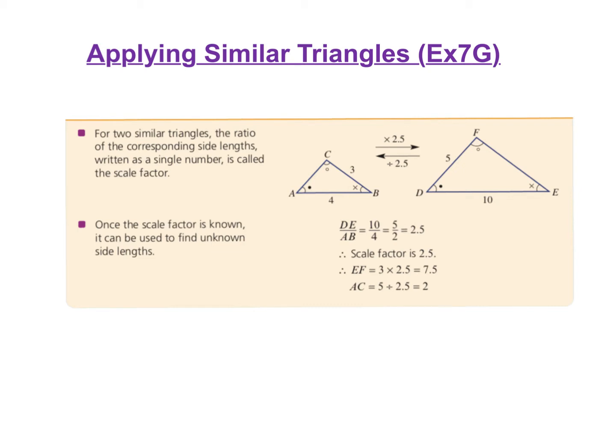They might all have the same angles. Here we can see these two triangles have all the same angles. That would make them similar. Another thing that could make them similar is if their sides are in the same ratio, which means they've gone up or down by the same amount. So this 4, if you times 4 by 2.5, you get 10.